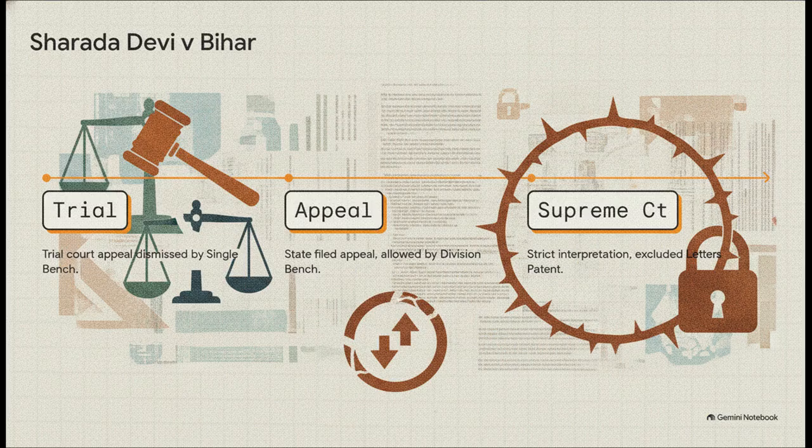An appeal from a trial court went up to a single-bench high court, where it was dismissed. The state was pretty aggrieved by this, so they filed a letters patent appeal before a division bench of the high court, which actually allowed it. Sharda Devi then took the matter all the way to the Supreme Court, questioning if that appeal was even legally maintainable against the overriding wording of Section 54.